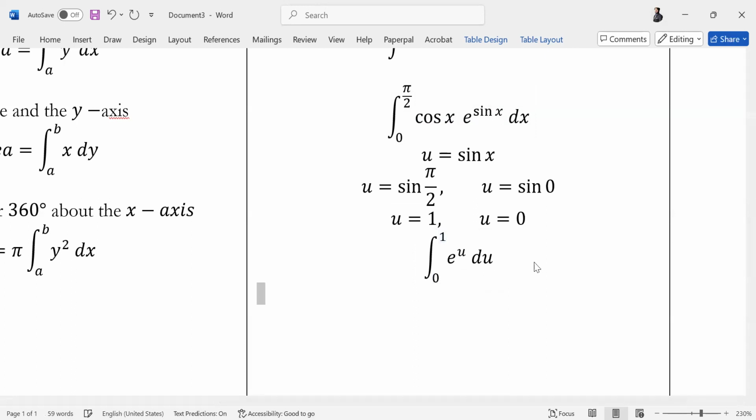Now can we integrate? We already know the integral is e to the power u. Upper limit is 1, lower limit is 0. So I end up getting e to the power 1 minus e to the power 0, which is 1. So e minus 1 is my answer. This is my exact answer. How easy the integration became, and I end up getting this answer.